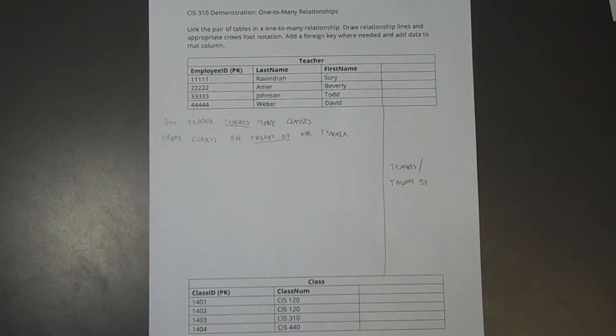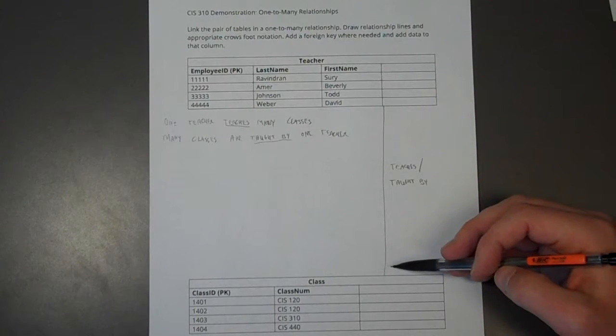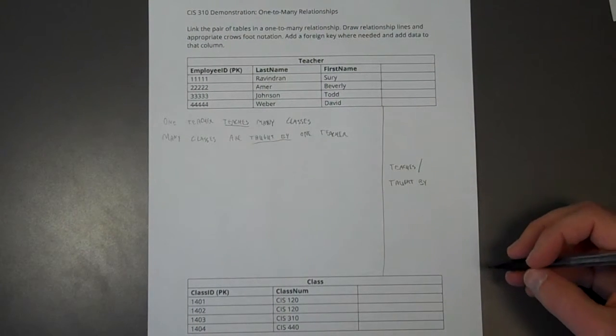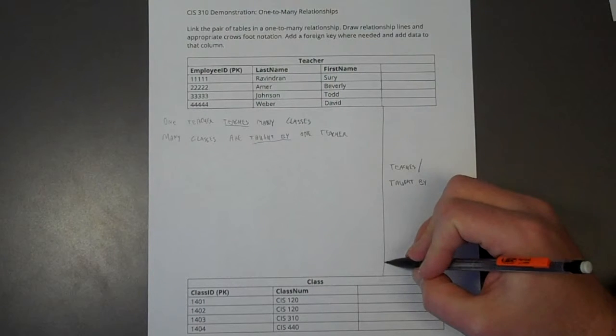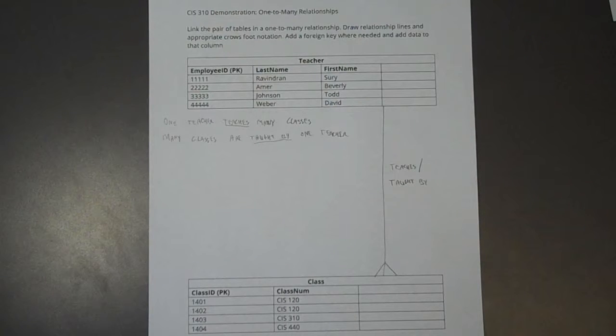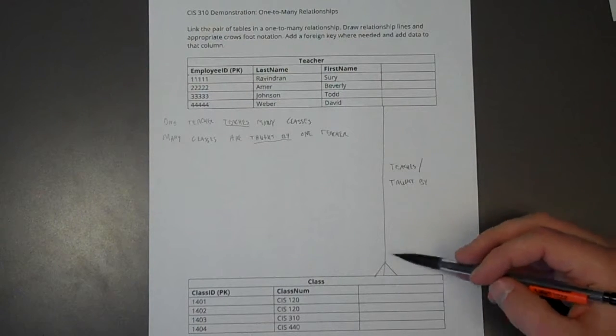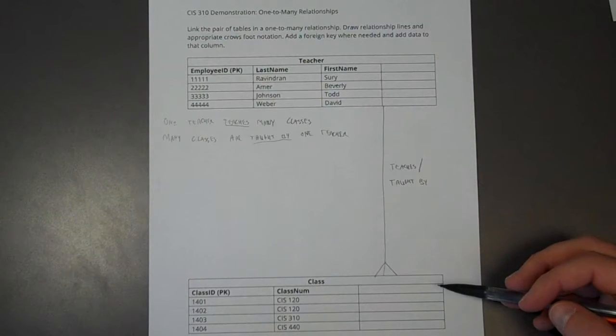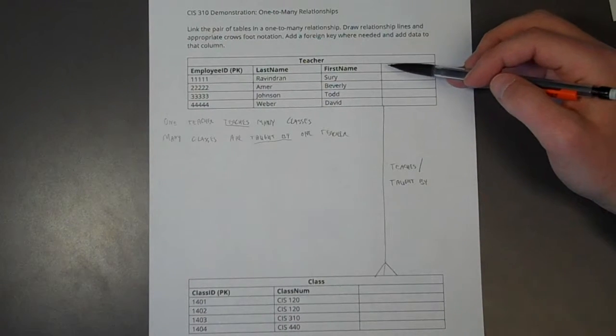And notice these words one and many in there. One teacher teaches many classes. Many classes are taught by one teacher. Therefore, we need to put a crow's foot notation at the end of this relationship line that's going into class. And we do that by drawing these relationship lines like that. And now one of these two tables requires a foreign key. And the trick here is to remember that the many side of the relationship is the table that gets the foreign key. And that foreign key should be the primary key of the table it is related to.